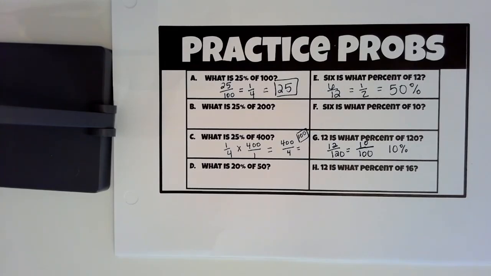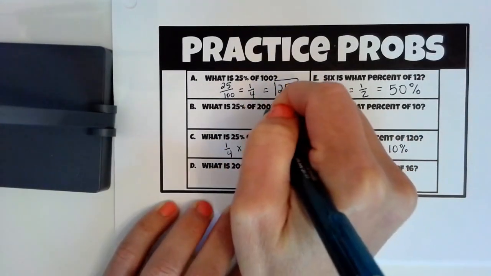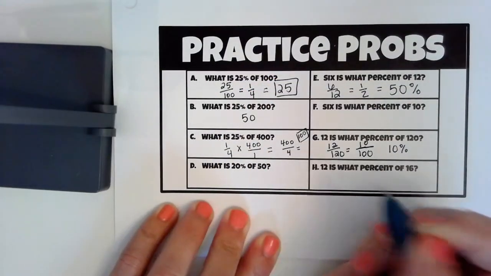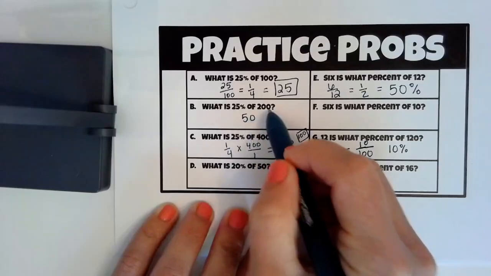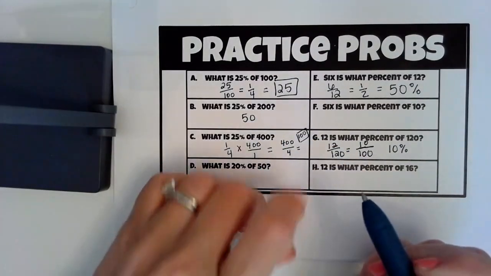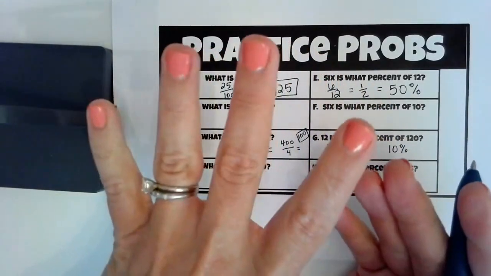Alright, if you're still working, go ahead and just pause it and finish D and H. And I'm going to go back up to B and F, and let's see how you did. Did you get, for 1/4 or 25% of 200, did you get 50? 1/4 of 200 is 50. And that makes sense, right? Because 50, 100, 150, 200. There's 4 50s in 200.